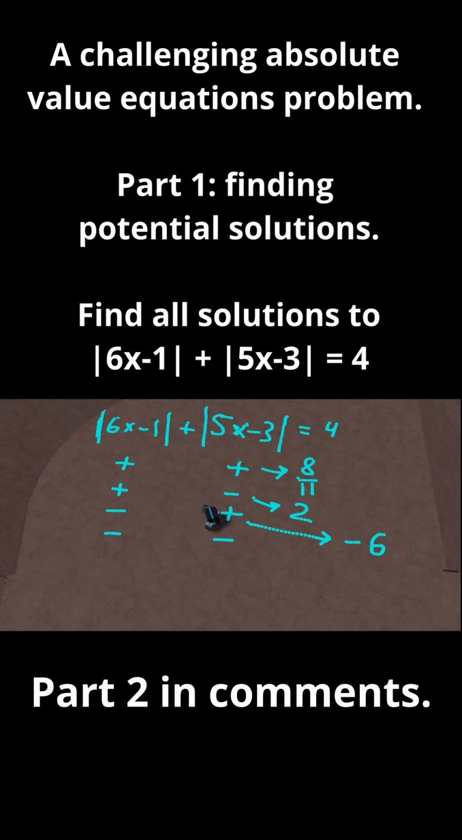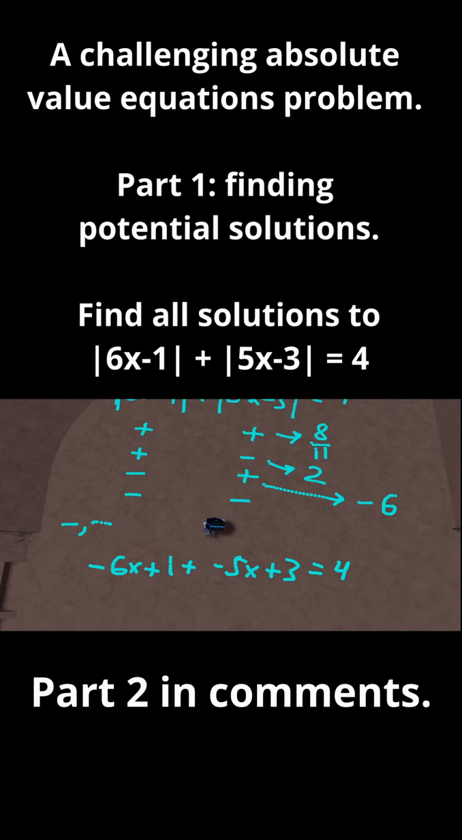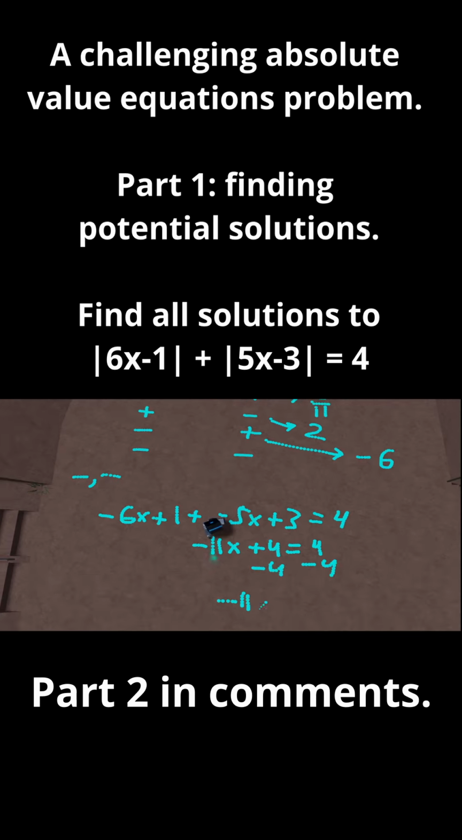And then consider the case where they're both negative. Let me just erase it down here. We have minus 6x plus 1, because I flipped the sign on both of those, plus minus 5x plus 3, because I flipped the sign on both the 5x and the minus 3, is equal to 4. If we do this, we're going to get minus 11x plus 4 is equal to 4. Subtract 4 from both sides, and then you have minus 11x is equal to 0. Well, if minus 11x is equal to 0, x just must be 0. You divide both sides by negative 11, and then 0 divided by negative 11 is equal to 0. So this case gives that x is equal to 0.